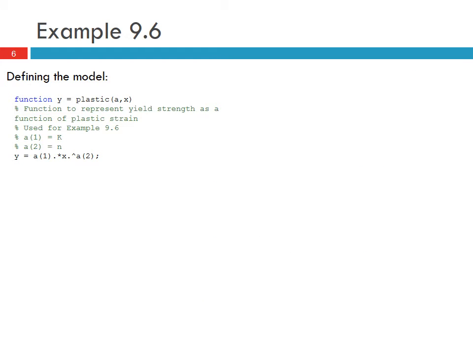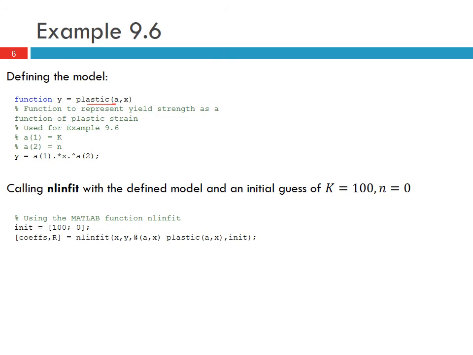So this is the MATLAB code to define the model. I've defined it as a function in its own m file, and I'm calling that function plastic, and it accepts the a, which is the vector of coefficients, and x, which is the data points that I want to evaluate my function at. So a1 is equal to k, and a2 is equal to n. So I just write it returns y, which is equal to a1 times x to the power of a2, or k times epsilon p to the power of n. Then I can call nlinfit with the defined model and an initial guess of k is equal to 100 and n is equal to 0. And that is shown here.